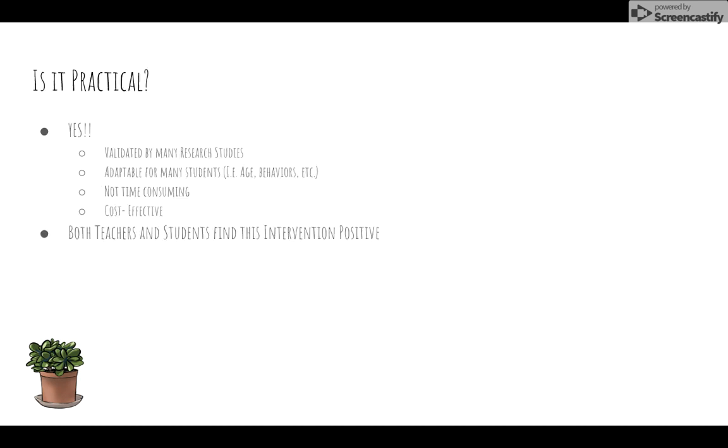So is it practical? Yes. It's validated by many research studies and adaptable for almost any student. It's not time consuming, and it's very cost effective. You might need a pen, a paper, or a notebook or a timer. And both teachers and students find this intervention very positive. So overall, I would say that self-monitoring is a great cost-effective way to curb any problem behavior in a class.